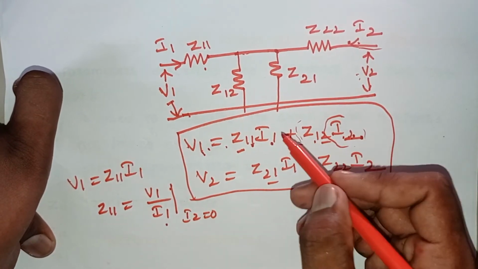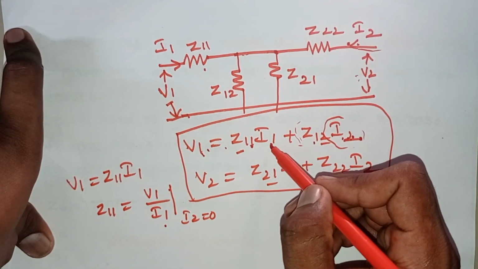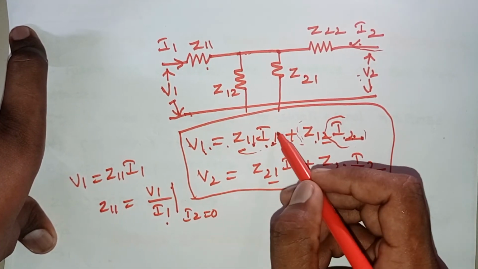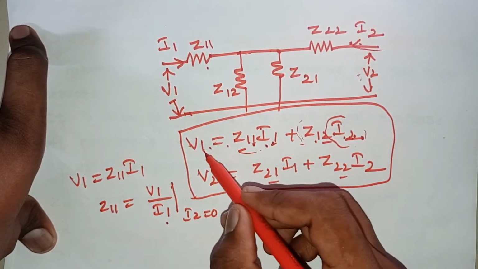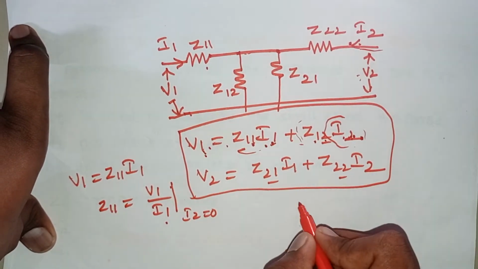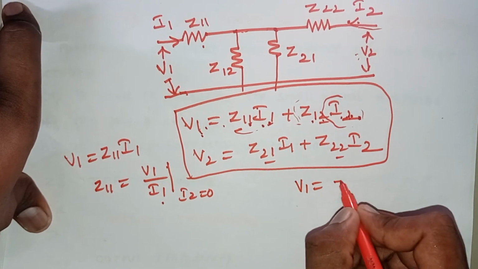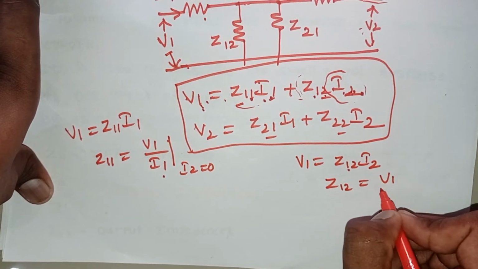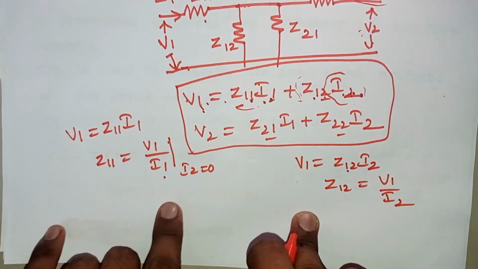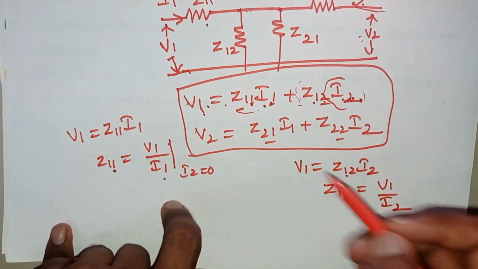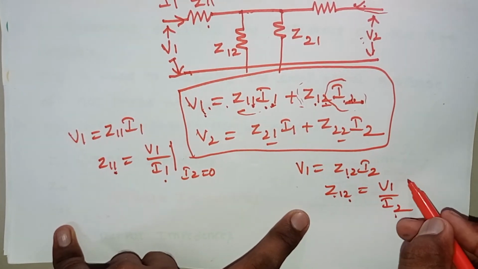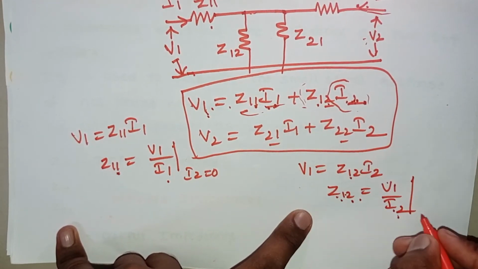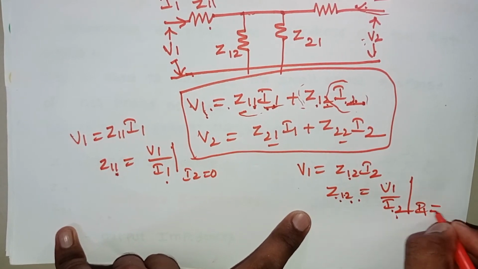Likewise, now consider I1 equal to 0 in this equation. I1 equal to 0 means this complete term will become 0. Then we have only V1 equals Z12 I2. From this we can calculate Z12 equals V1 by I2. Here we calculated Z11 and here Z12 equals V1 by I2. We get V1 by I2 for Z12 whenever I1 equals 0. That's what we mention, I1 equal to 0 here.